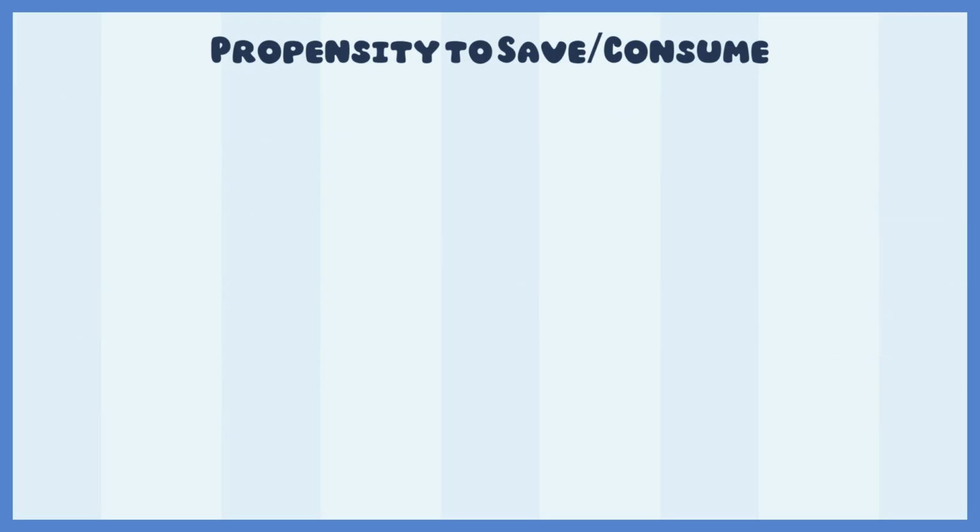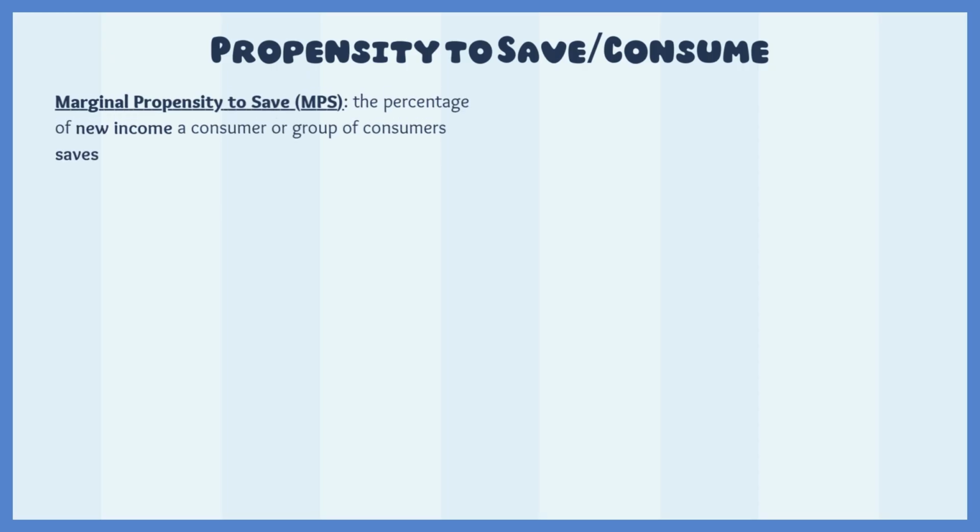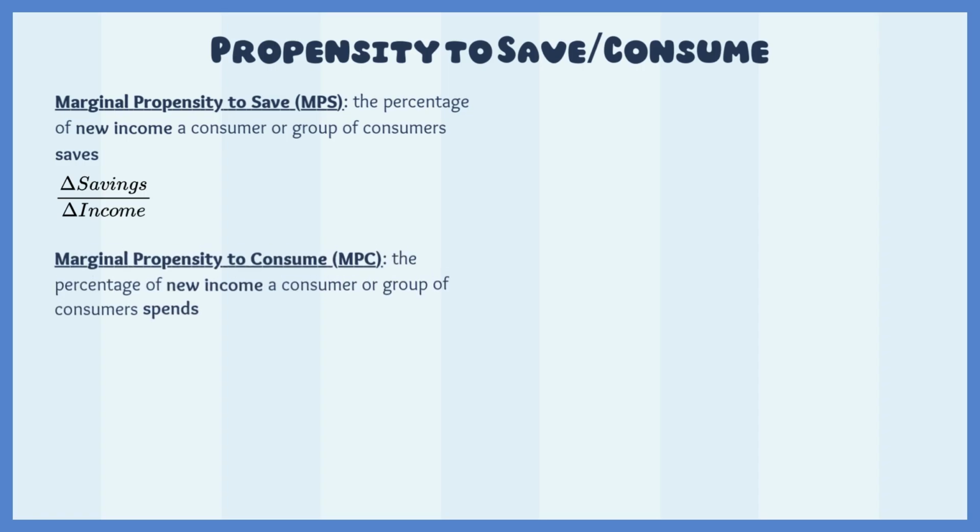While understanding average propensities to save and consume is necessary, the more important concept in this topic is the marginal propensity to save or consume. The marginal propensity to save is the percentage of new income that a consumer or a group of consumers saves. The formula for this is the change in savings divided by the change in disposable income. The marginal propensity to consume is the percentage of new income that a consumer or a group of consumers spends, and the formula for this is the change in spending divided by the change in disposable income.